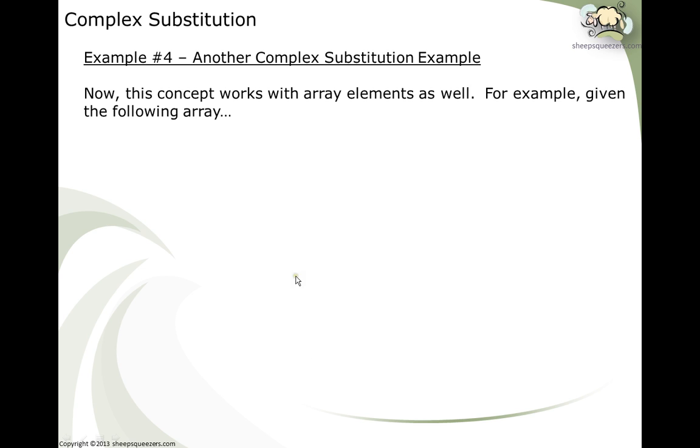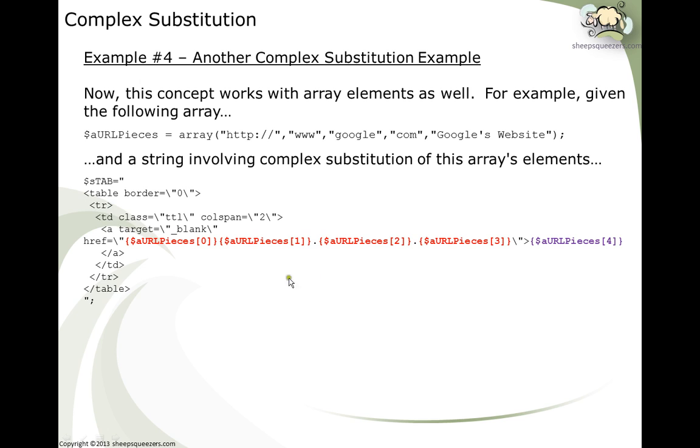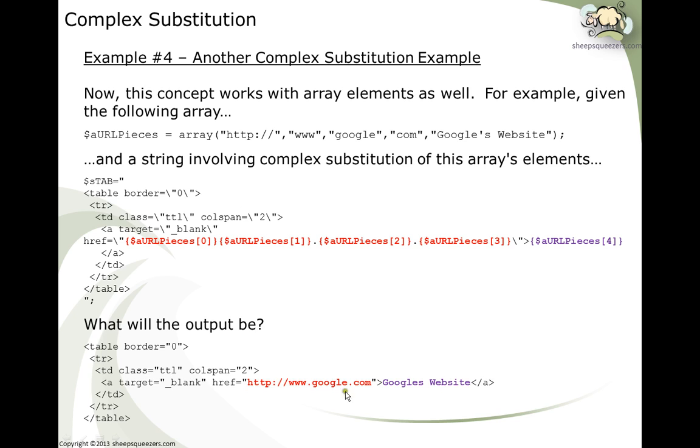So here's another complex substitution. Now, this concept works with array elements as well. For example, given the following array, $A URL pieces, and the array is just made up of a bunch of text strings, http://, www, Google, com, and then Google's website with the appropriate syntax there, and a string involving complex substitution of these array elements. In curly braces we have $A URL pieces, and then the 0th element, and then the first element, and then a period, because this represents www, then the period, then this will be Google, period, com, and then the actual name, and of course this was resolved to obviously the website and then Google's website.